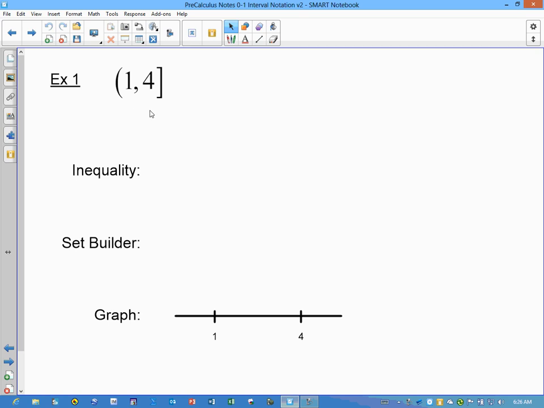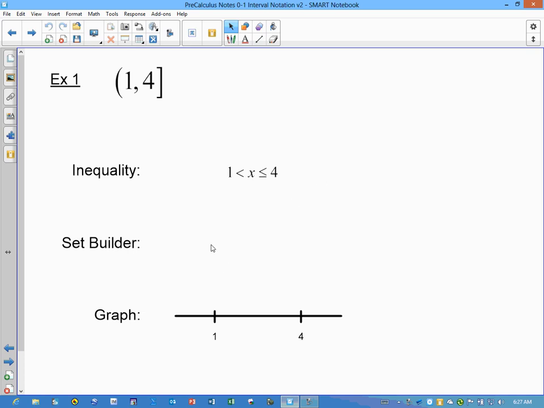This is the interval from 1 to 4. It does not include the 1, but it does include the 4. So if we write this as an inequality, then that would simply be x is between 1 and 4. And then notice how we have an or equal to with the 4, but no or equal to with the 1. That's because it does include the 4, but does not include the 1. So notice how the parenthesis equates to just the inequality sign, and the bracket equates to an inequality with an or equal to. And then set builder notation is pretty straightforward.